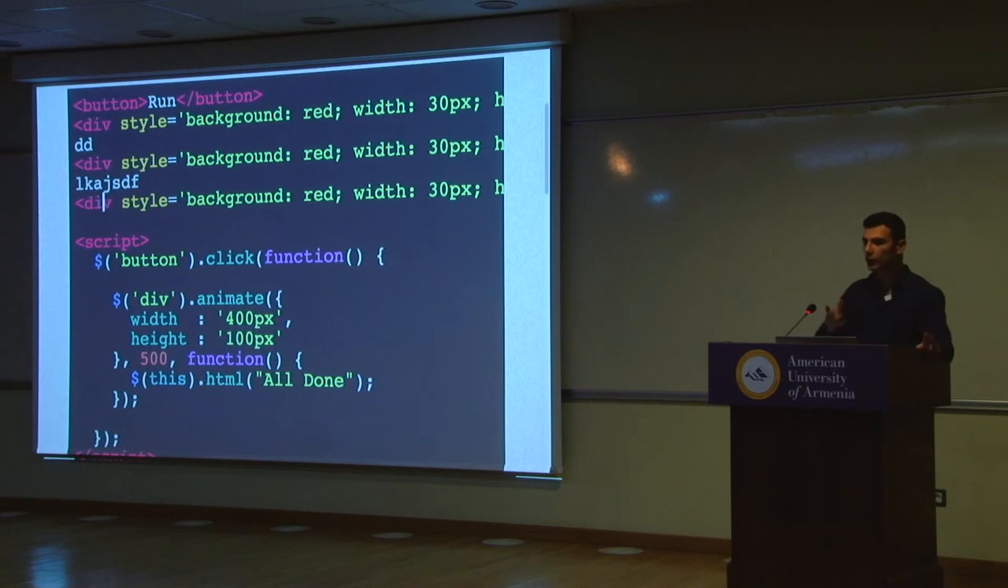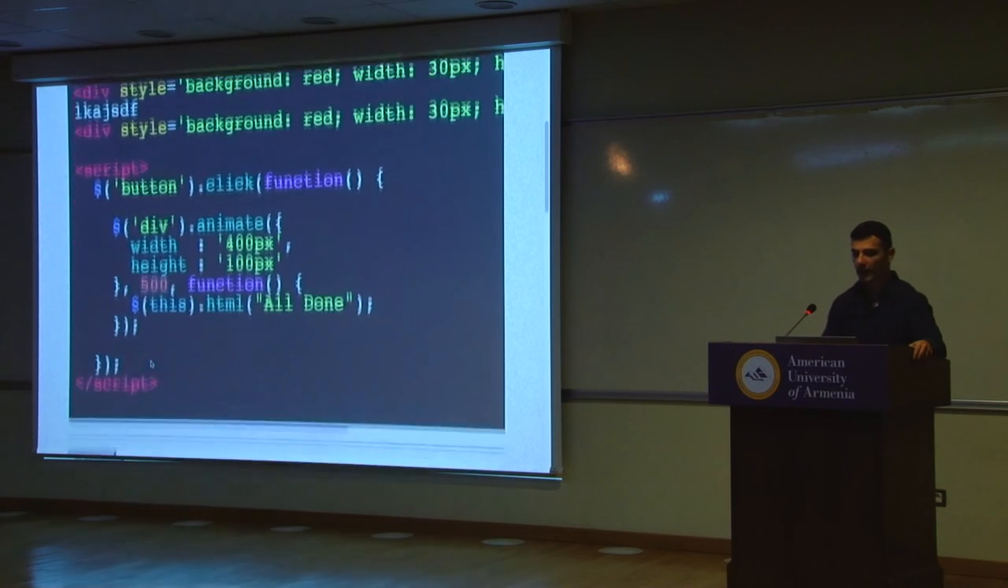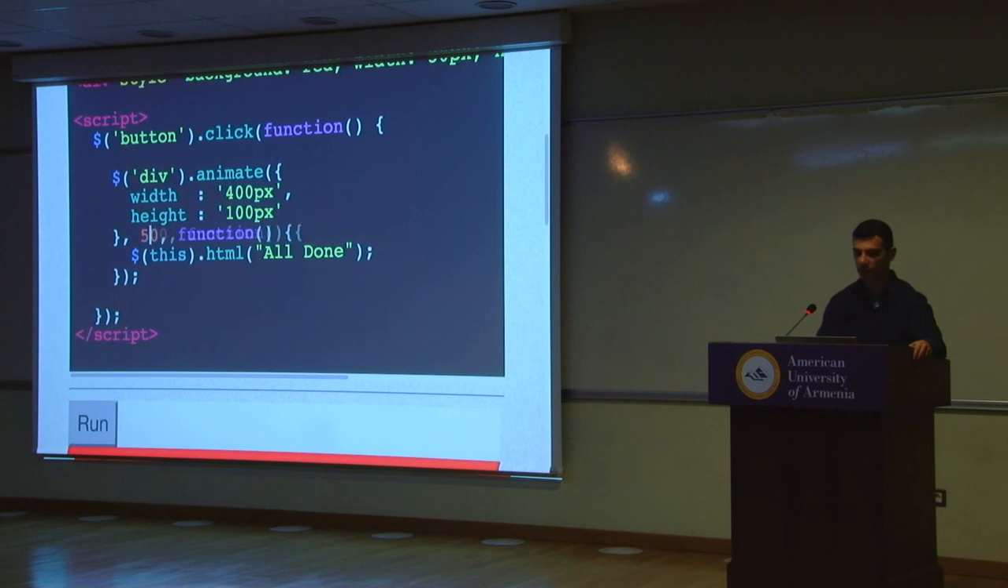Okay, all right, let's go through the arguments. So animate is the function that you call. You give it the CSS that you want to end up with. So you're saying eventually go to that CSS. And 500 is the milliseconds. It's the amount of time the animation takes to get to that final destination. So if I wanted the animation to happen faster, let's do 50 milliseconds.